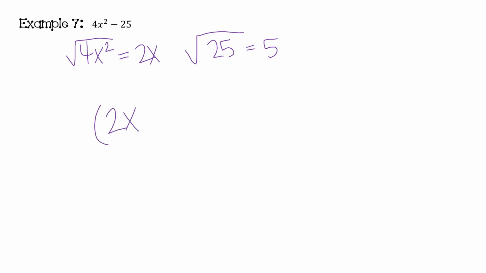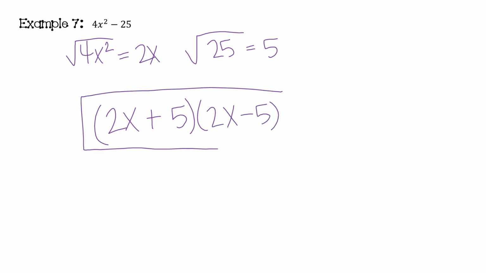For example 7, this is a difference of 2 squares. 4 is a perfect square, and 25 is also a perfect square. I do not have a greatest common factor because I can't divide 25 by 4 or by 2. So the square root of 4x squared is 2x, and the square root of 25 is 5. So this would give me 2x plus 5 and 2x minus 5 as my two factors, and this is my factored form.